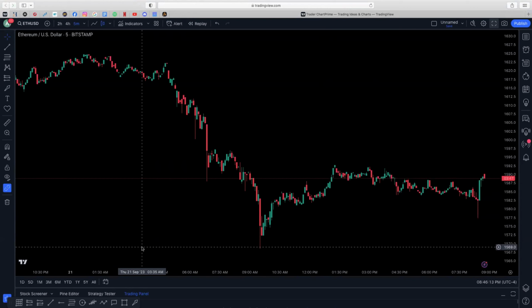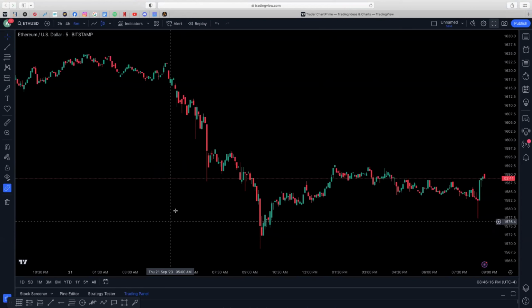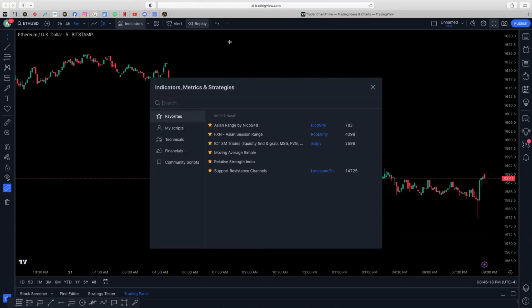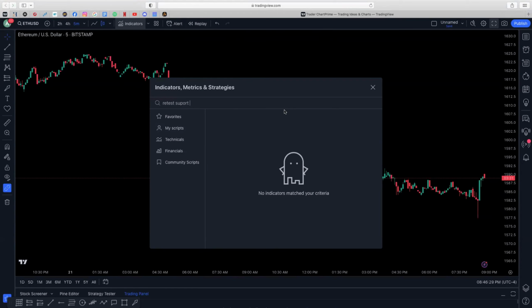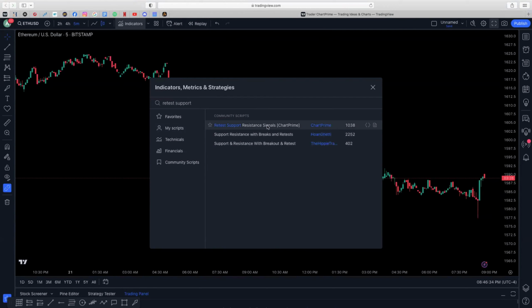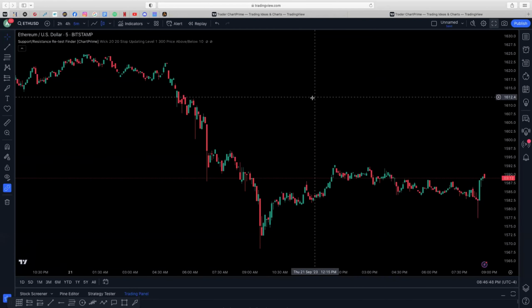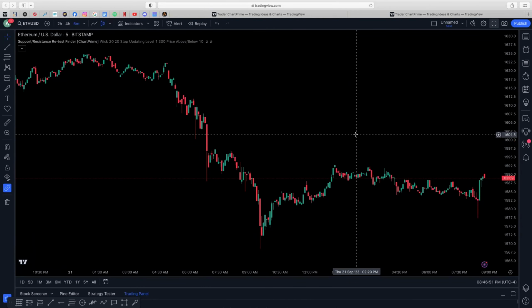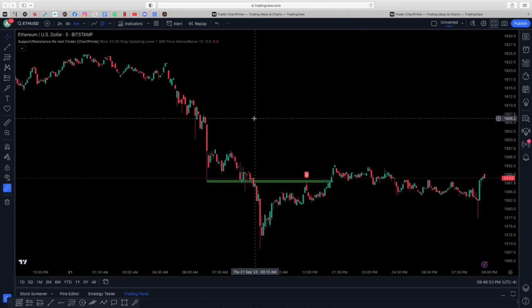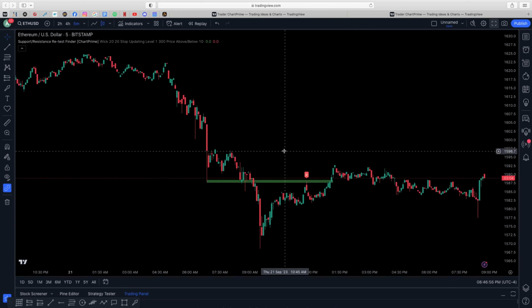As you can all see, I have a clear chart. For me to add this indicator, just go over to the indicator bar and search for retest, support, resistance signals. And this is it here by ChartPrime. Mark the name. Click on it once, then we have it on the chart. After clicking on it, give it a second to appear and do the calculations. After doing the calculations, you can see the indicator automatically appeared here.